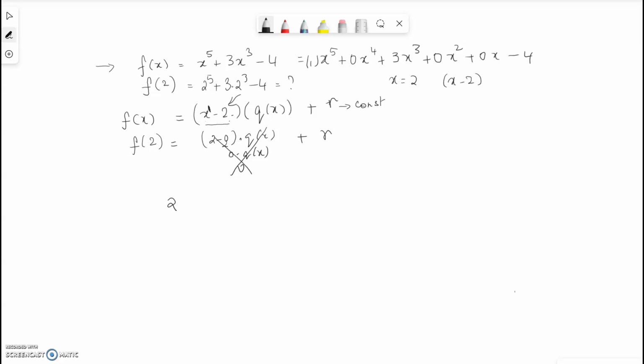So I'm going to go 2, since x minus 2 is what I want to divide by. I change the sign of the number, and the process of synthetic division is going to use a 2. Now here I'm going to write down the coefficients of each of the terms. So that would be 1, 0, 3, 0, 0, negative 4.